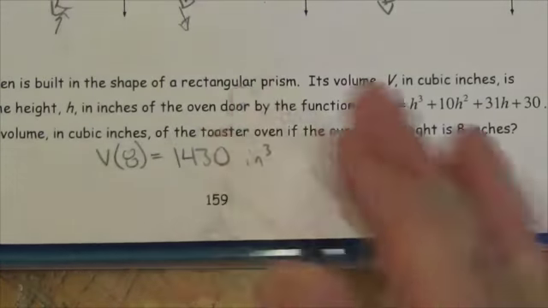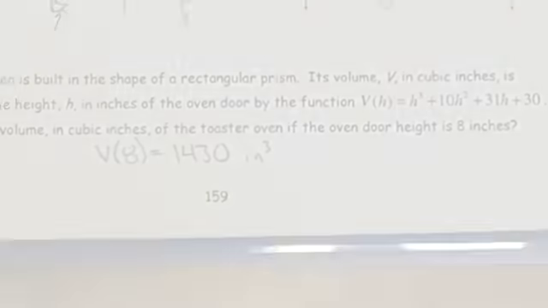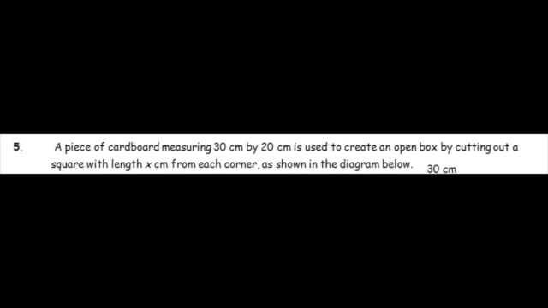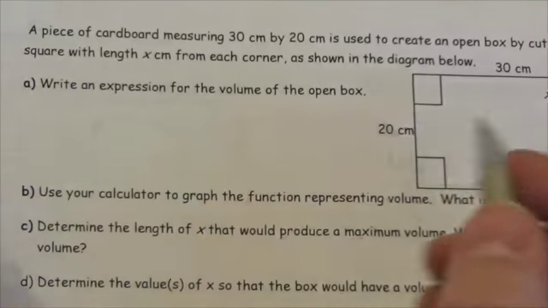Okay, so there's just a few different ways that we could go around getting that particular number for this specific problem. A piece of cardboard measuring 30 centimeters by 20 centimeters is used to create an open box by cutting out a square with length x centimeters from each corner, as shown in the diagram below. Okay, so the first question here says write an expression for the volume of the open box here.